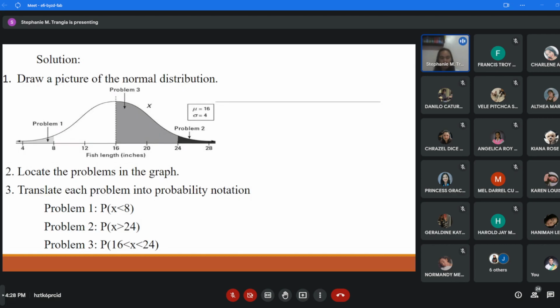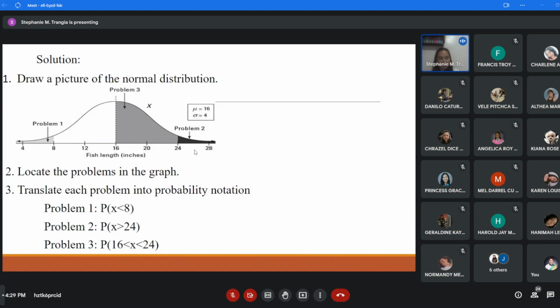So the first problem is less than 8. Less than 8. Then the next problem is greater than 24. So that's 24 and above. And then the third problem is between 16 to 24.